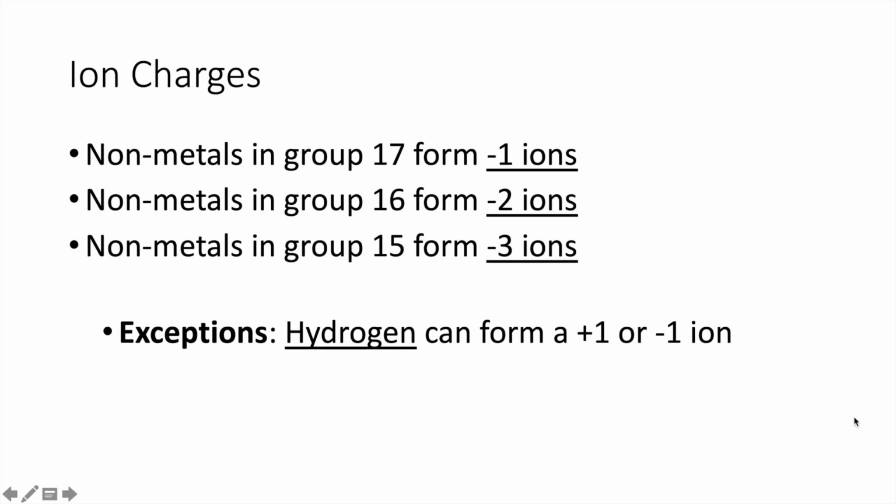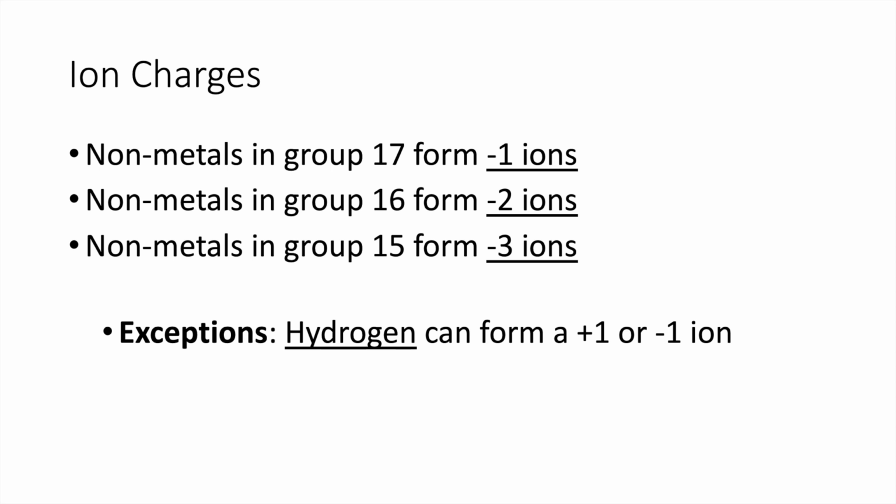Now let's talk about the nonmetals. Nonmetals in group 17 or 7A form negative 1 ions. Nonmetals in group 16 or 6A form negative 2 ions. And nonmetals in group 15 or 5A form negative 3 ions.